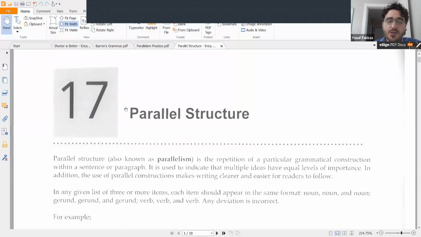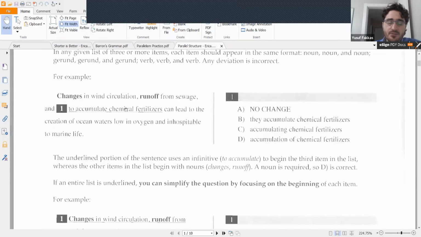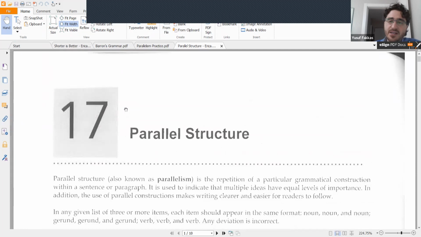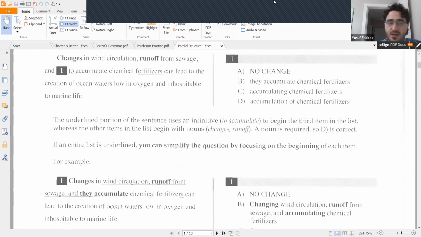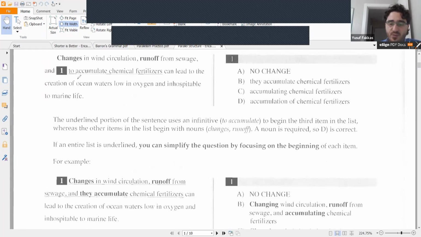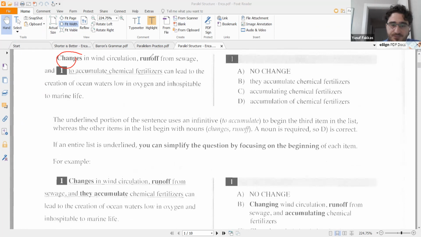So now let's go to Erica's book. So here now, after we practiced on sentences, of course, you know that the SAT has a specific way of asking us questions. So if you look here, we are having some examples about parallel structure. As you can see: changes in wind circulation, runoff from sewage, and to accumulate chemical fertilizers can lead to the creation of ocean waters low in oxygen and inhospitable to marine life.